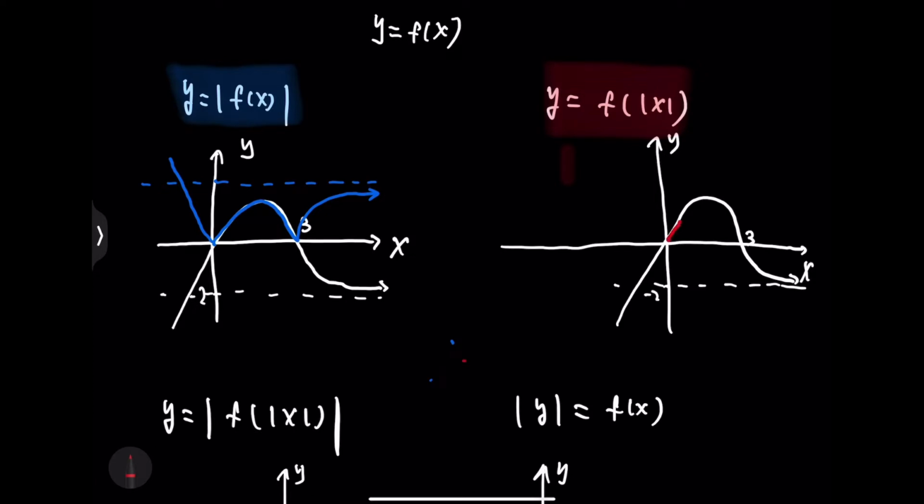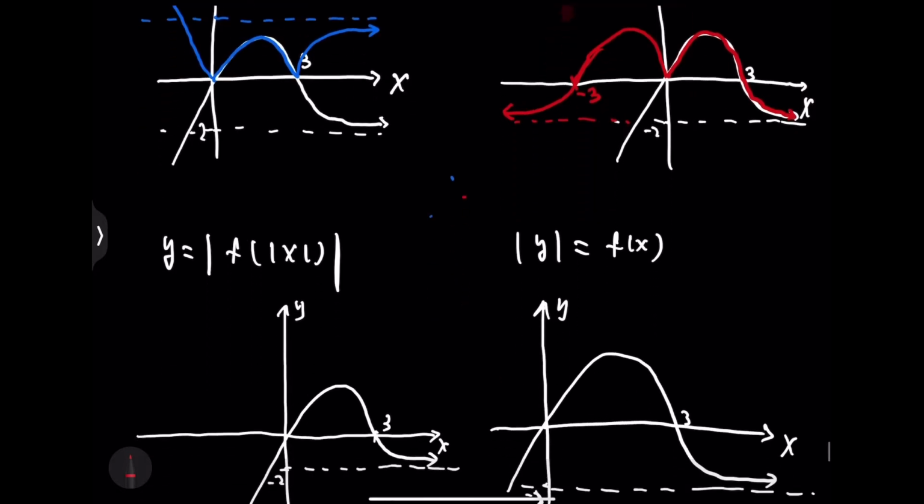So we keep the positive ones, remove the negative one, and then flip the positive ones over the y-axis to the negative side of x. The asymptote goes to here still, and this number is going to be -3. So that's y equals f of the absolute value of x. Okay, we move on. Next one.